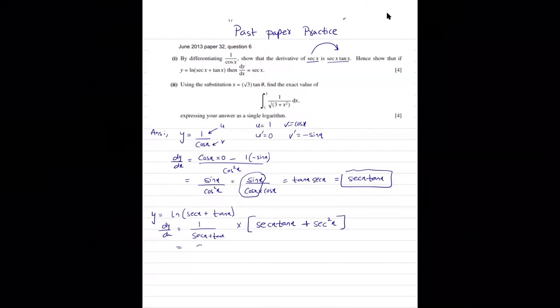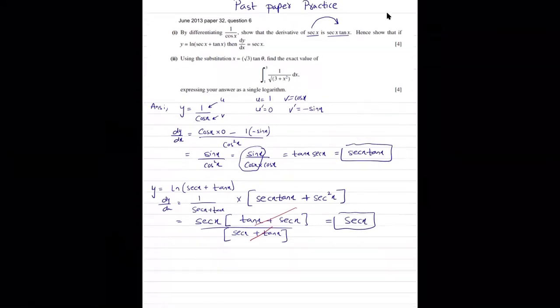Then from the numerator, you can take secant x common. We are going to be left with tan x plus secant x divided by secant x plus tan x. If you observe, this and this can be simplified, and the final answer is just going to be secant x. Did you get the right answer for this? Yes, sir. All right, very good.